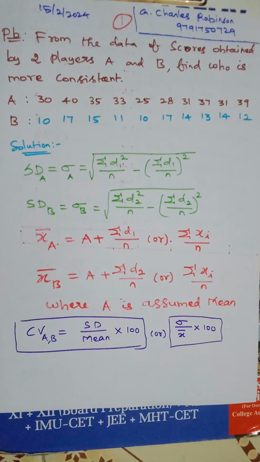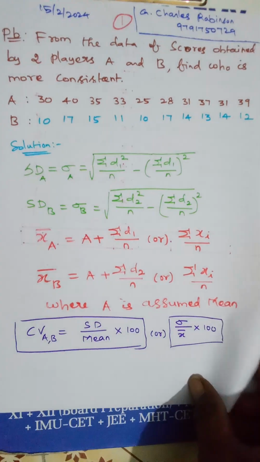Now x bar. There are two formulas for x bar: summation xi by n when we have the individual type of data. Similarly for y bar, the same formula summation yi by n. Or we can use a plus summation d1 by n, a plus summation d2 by n. More or less they are the same. Here a is the assumed mean. And the coefficient of variation for both A and B is equal to standard deviation by mean into 100, sigma by x bar into 100. So these are the formulas we are going to apply.